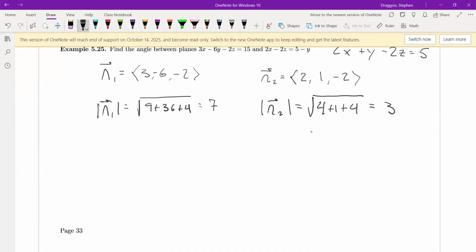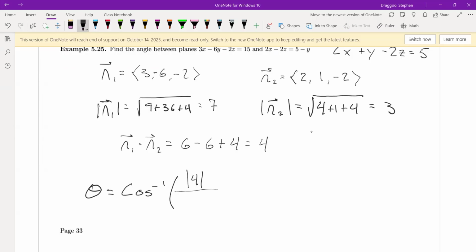So how about a dot product of those two? N1 dotted with N2 is going to be 6 minus 6 plus 4. I believe that's 4. Cool. So then to get that angle, I want the cosine inverse of the absolute value of 4, which I'm just going to emphasize, divided by 7 times 3. And that comes out to a number.